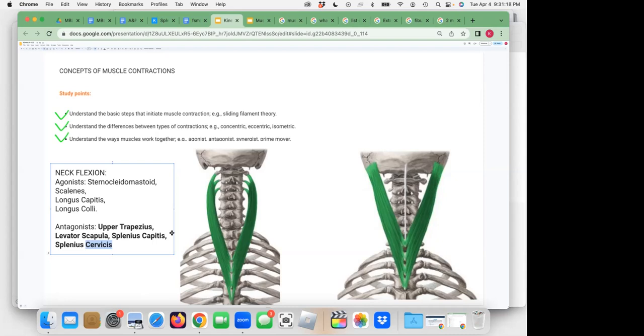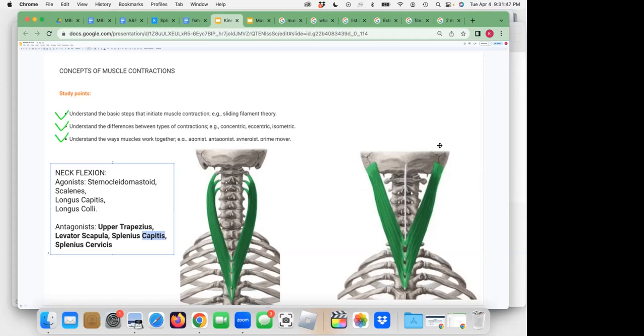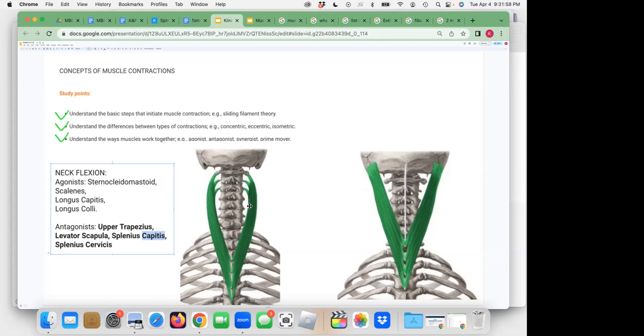Yes. And when you hear "capitis," when you hear "cap," what do you think of? Cap, like a cap you put on your head, or like da capo in music, to the top, or el capo, the captain. You should think of the head, capitis. So which one is splenius capitis? The one that attaches to the head, or the one that attaches to the cervicals? On the head. That's right.